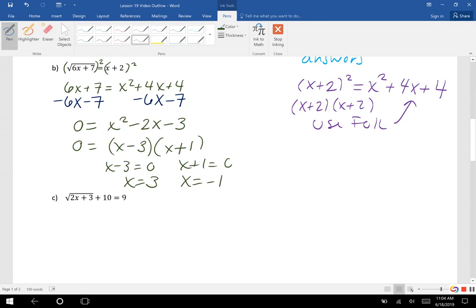Now, unfortunately, I'm not done. I do have to check my answers, and I have to check both of them. It's possible that both of these solutions work. It's also possible that neither of them work. And finally, it's possible that one of them works.